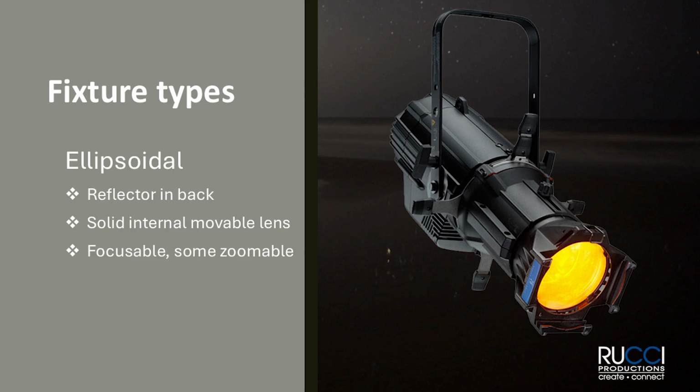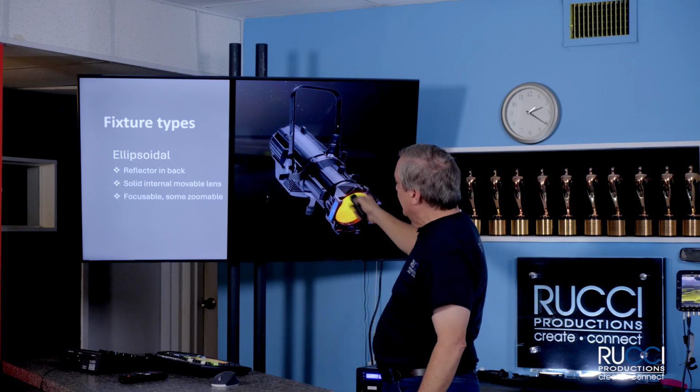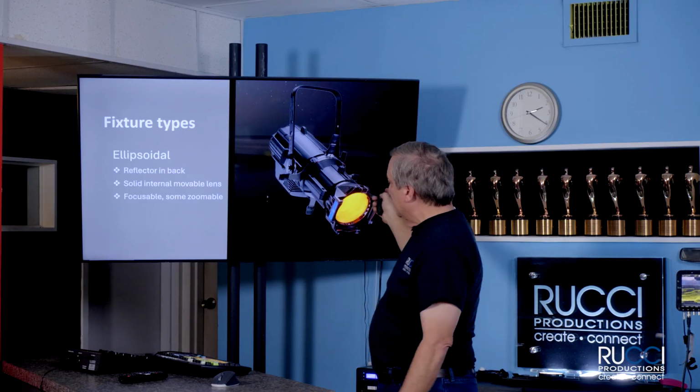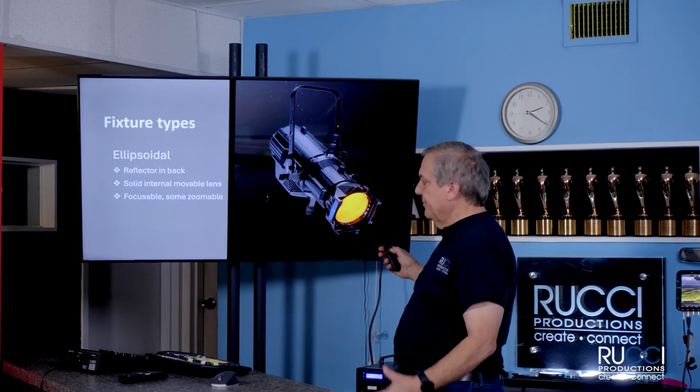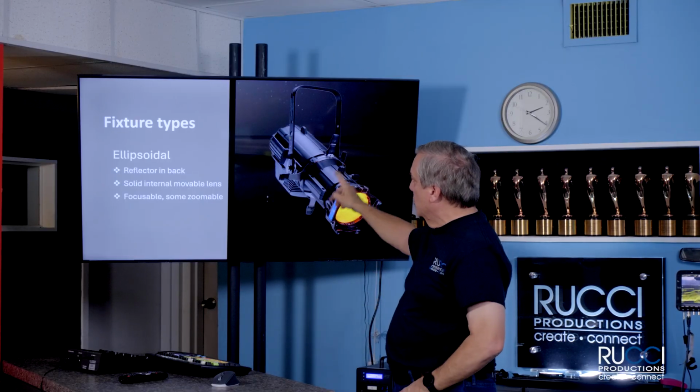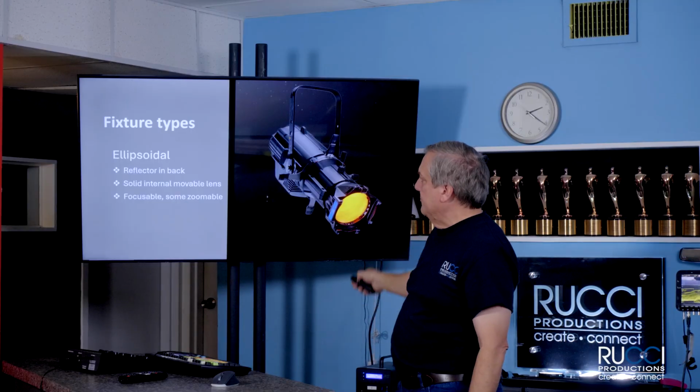And then you have an ellipsoidal or ellipsoid, which is an even more focusable light. It's got a solid lens in the middle of it. The lens moves. It's got shutters that are adjustable on the inside. Some of them will zoom in and out to get wider and tighter. So even a more controllable type of light fixture.